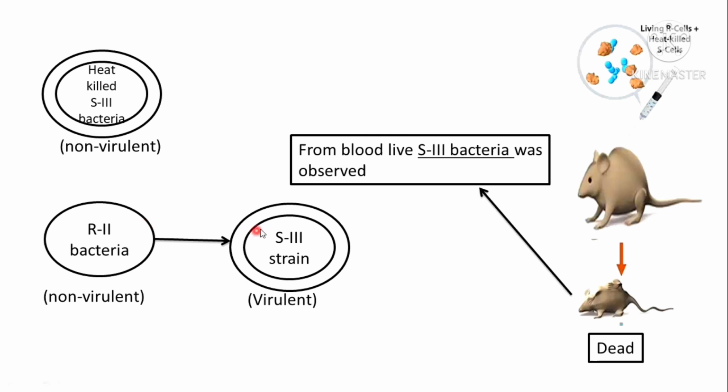But guys, he wasn't able to conclude what the genetic material is, whether it's RNA, DNA, or protein, and he called it the transforming principle. And guys, this experiment was continued by Avery and his colleagues McCarty and MacLeod, and they found out that DNA was the transforming agent, which was the reason for conversion of R2 strain into S3 strain.